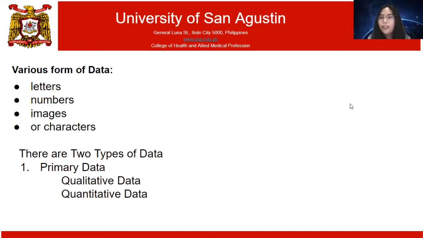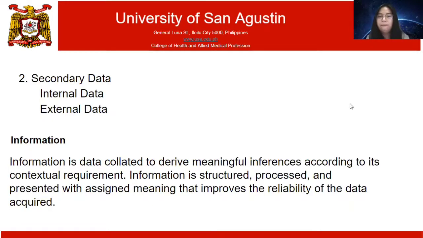Next, let's move on to the secondary data. Let's define what is secondary data. Secondary data is data that has already been collected through the primary sources and made readily available for researchers to use for their own research. It is a type of data that has already been collected in the past.